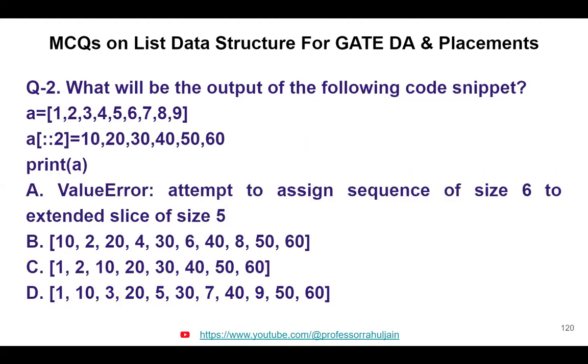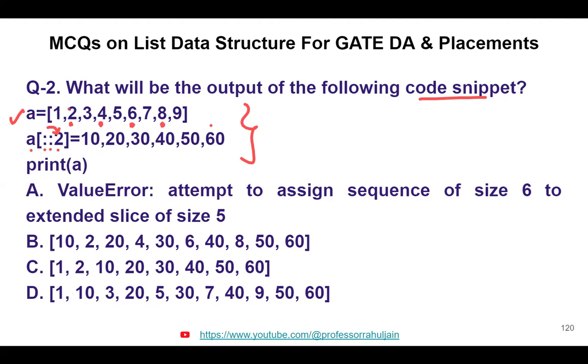Question number 2 is, what will be the output of the following code snippet? So here again one more Python code snippet is given and this list is given. This time we are writing the list like that: the list name, double colon inside the brackets, and 2. It means that we need to do something at every second element, starting from the 0th element. Second element is this, next second element is this, thereafter this, then this.